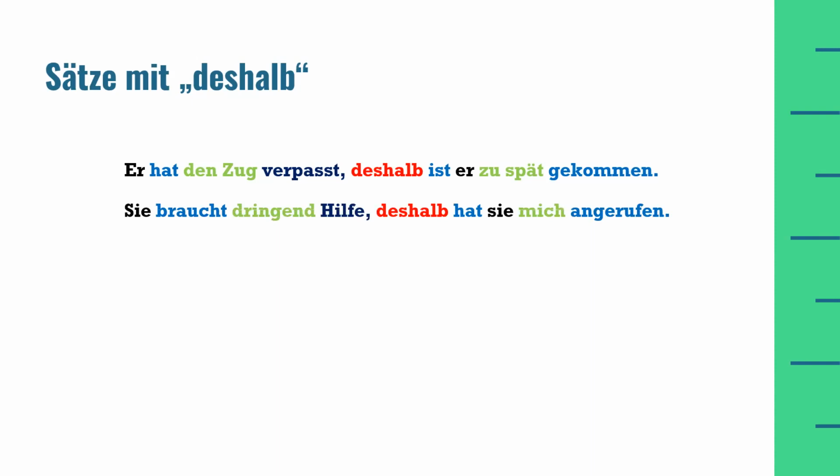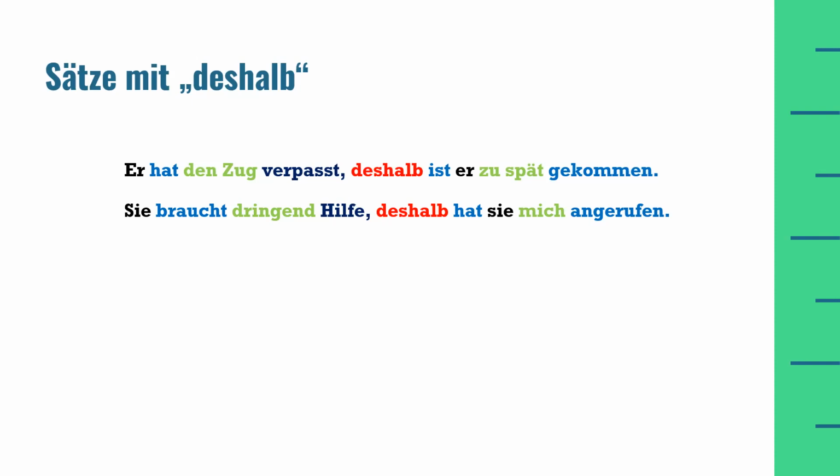Another example, sie braucht dringend Hilfe. She needs immediate help. Deshalb hat sie mich angerufen. Therefore, she has called me. The first Hauptsatz is in present form and the second Hauptsatz is in perfect form. Therefore, we have to adjust the sentence structure accordingly.